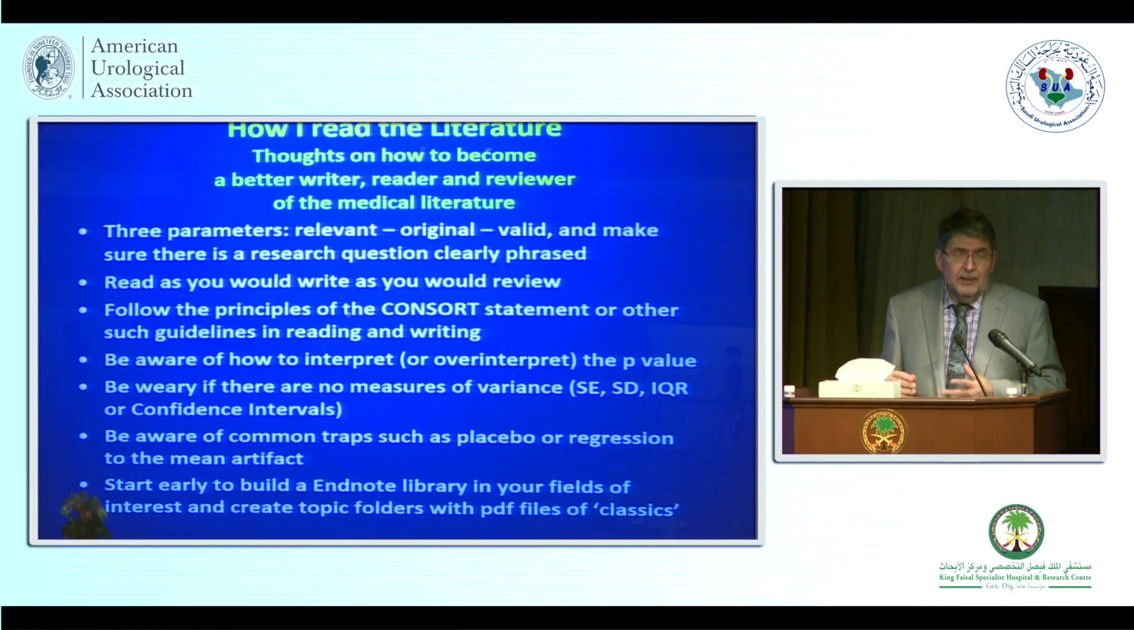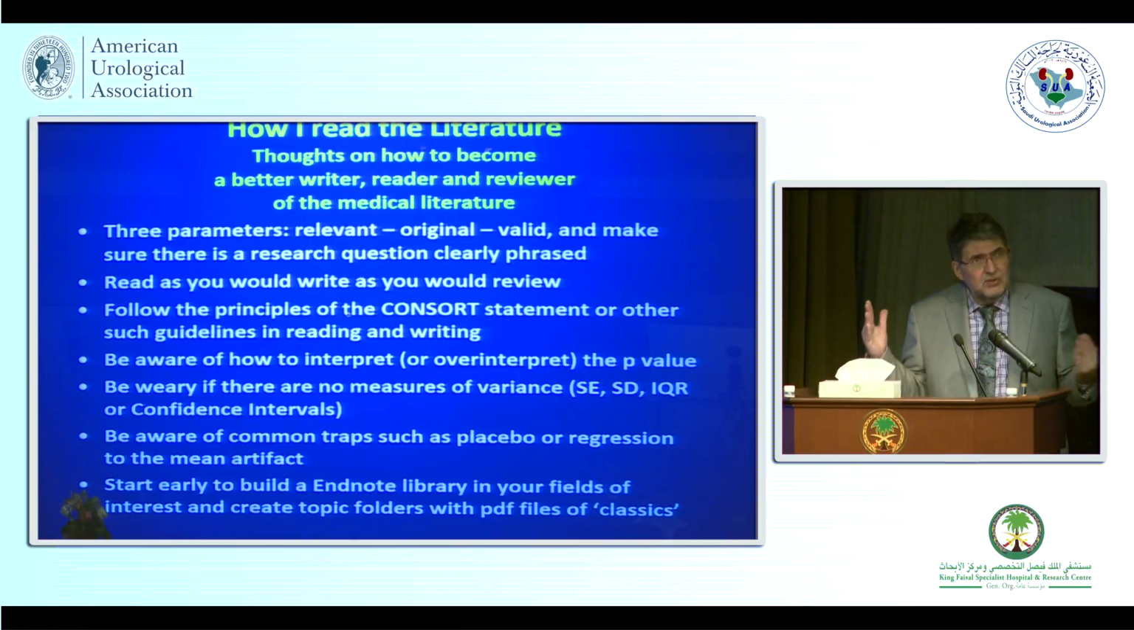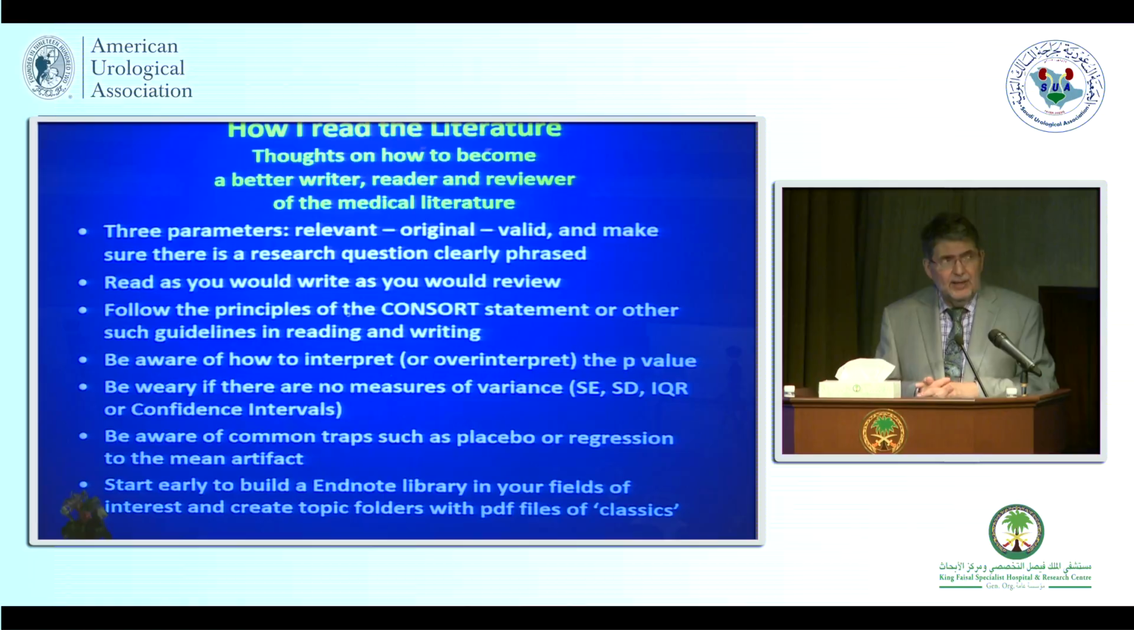Be very wary if there is no data given regarding the range of variation or the measure of variance, whether it's a standard error, standard deviation, interquartile ranges, or confidence intervals. Even today, in some of our literature, you see just means or medians, and I'm always very skeptical when I see that, because I don't know what the scope of the observation is and what the range of observation is. Be aware of the common traps, the placebo effect, which is very powerful in a large part of what we do in neurology, and the regression to the mean.